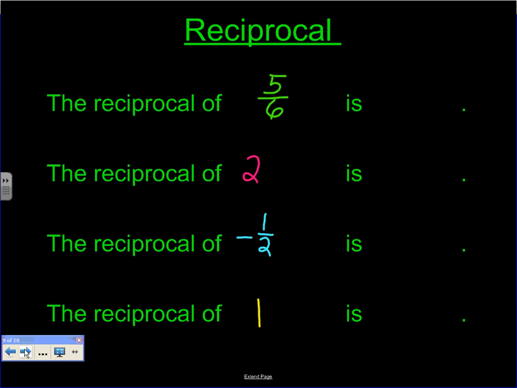A vocabulary term here at the very top is called a reciprocal. Reciprocal. So if we look at the first line there at the top, the reciprocal of 5 over 6 is, well, when we look for the reciprocal, we just basically flip the fraction there. So the reciprocal of 5 over 6 is 6 over 5.